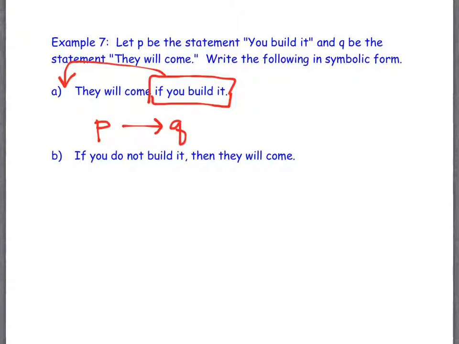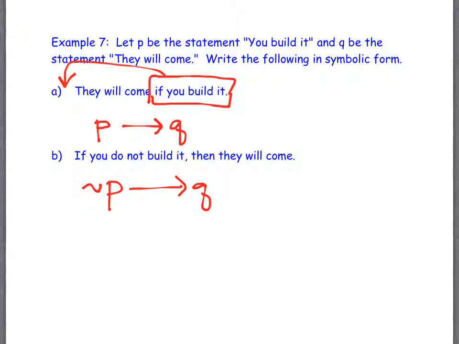This now says, it has the if at the beginning, it says, if you do not build it. What's that telling you to do? That's negation of P. But it's still an if-then, so I put an arrow. It says, then they will come. That's Q. So this is just another statement. I'm not saying that it's the same statement as the earlier part A one. It's just another statement and how the symbols would look with it. Okay, you guys with me so far?